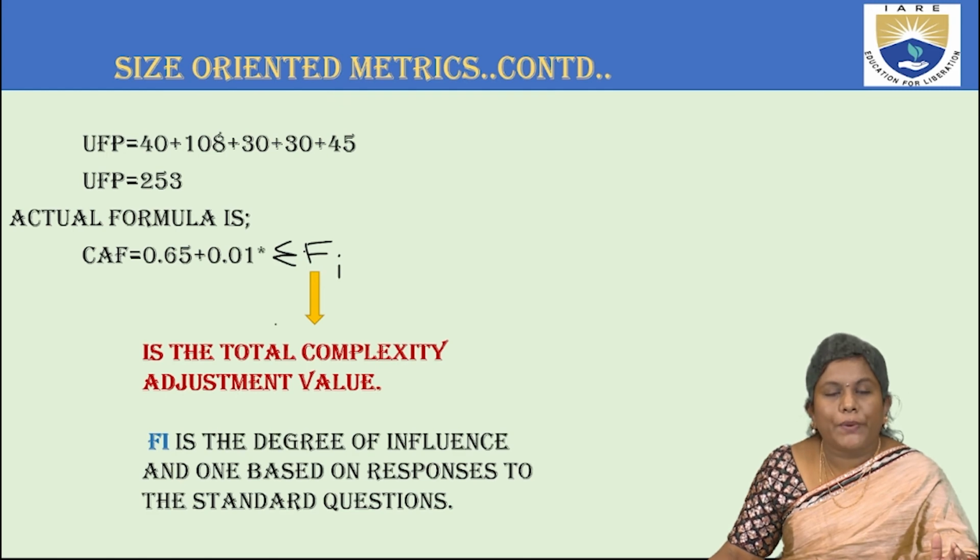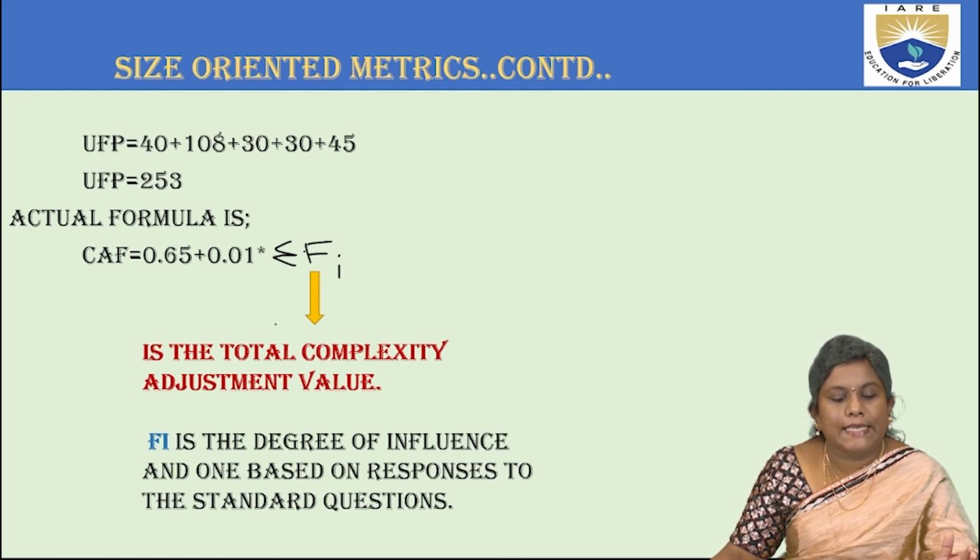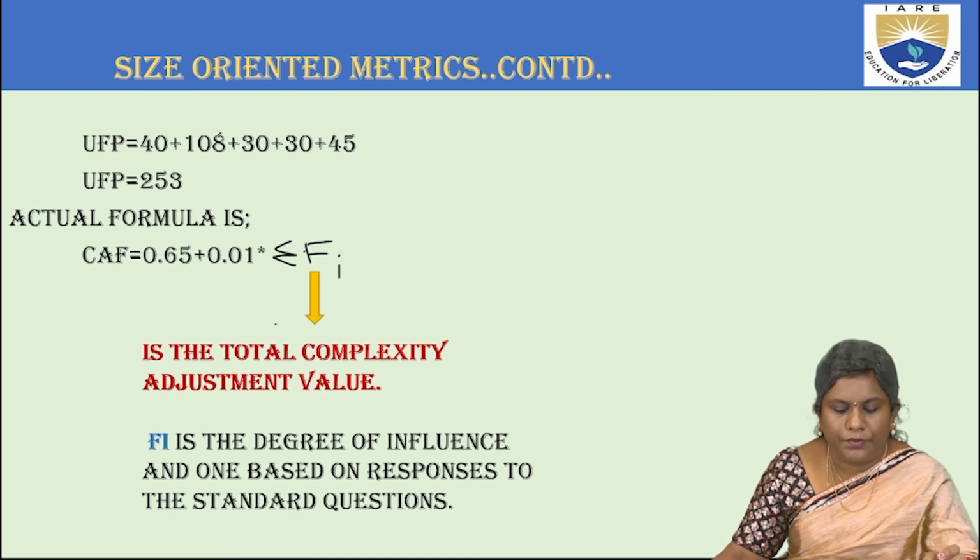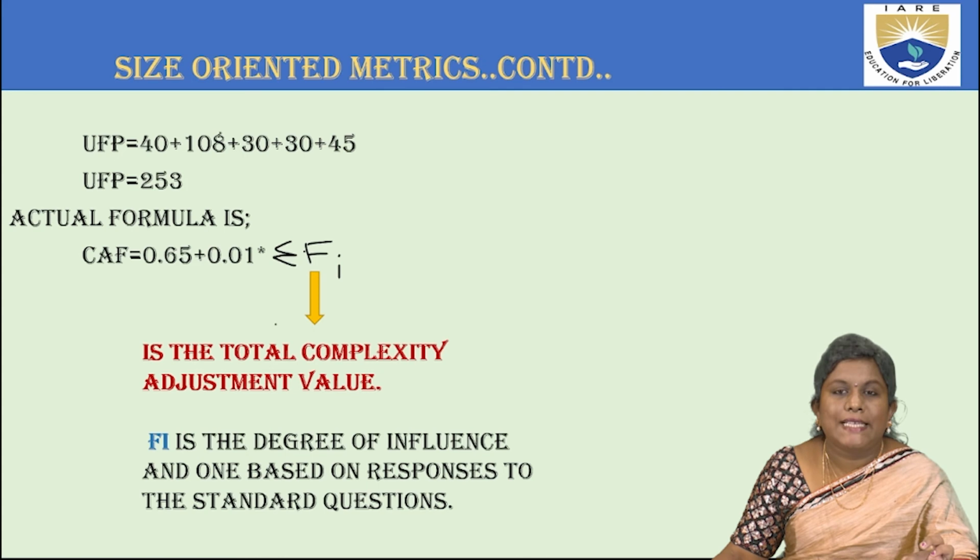Right. And to calculate the UFP, it is the sum of all these things, 40 plus 108, whatever values we have obtained in the previous slide, you sum up and we get it as 253. Right. The actual formula of calculating CAF is 0.65 plus 0.01 into summation of Fi. Now, what is the summation? The total complexity adjustment value, right? This Fi is called the degree of influence, based on the responses to the standard questions.